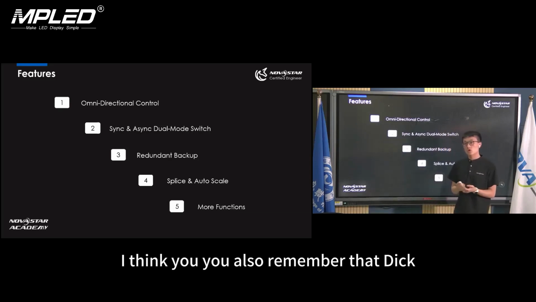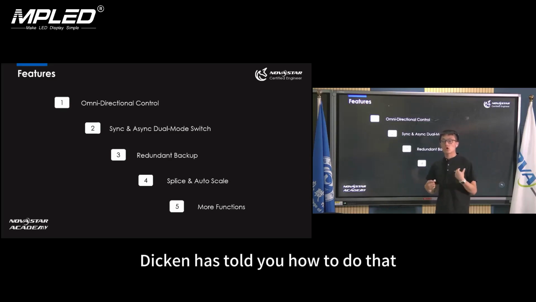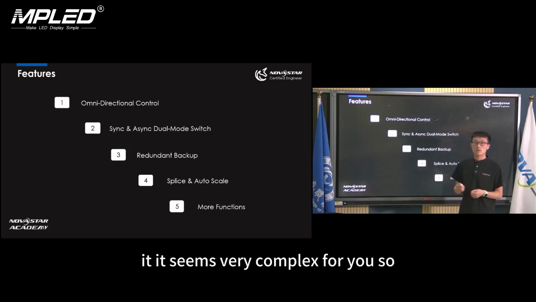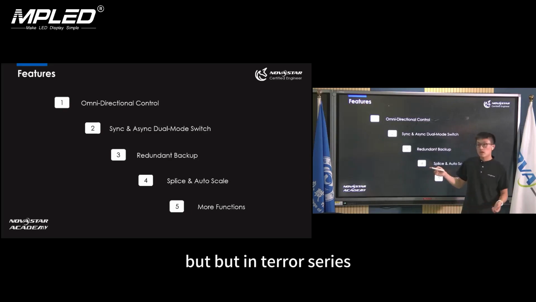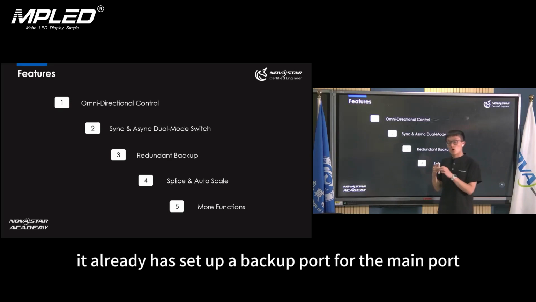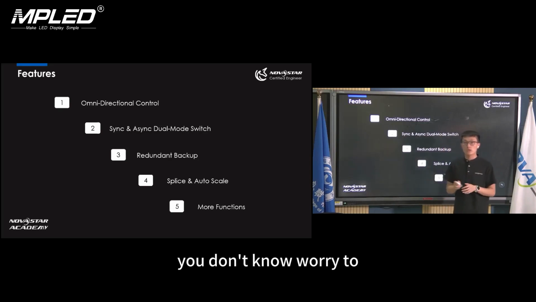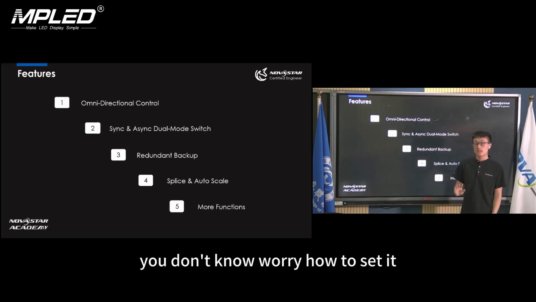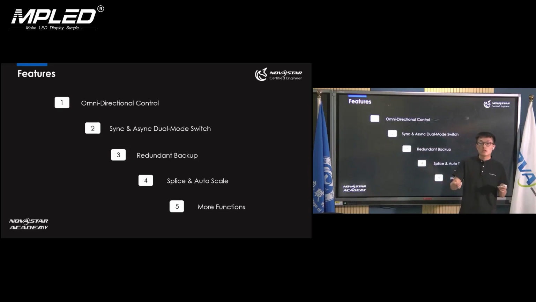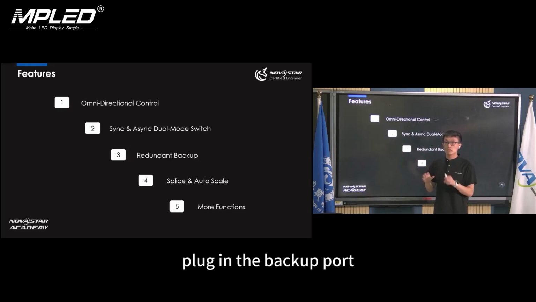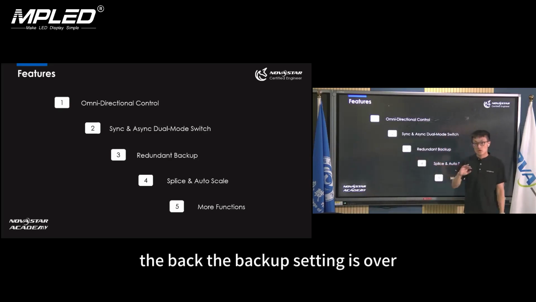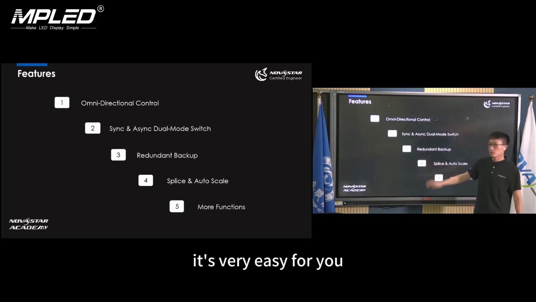I think you also remember that Deacon has told you how to do that. It seems very complex for you. But in the Taurus series, it already has a backup port set up for the main port. The relationship has already been set up. You don't need to worry about how to set it. You just use the Ethernet cable connector, plug in the backup port. The backup setting is over. It's very easy for you.